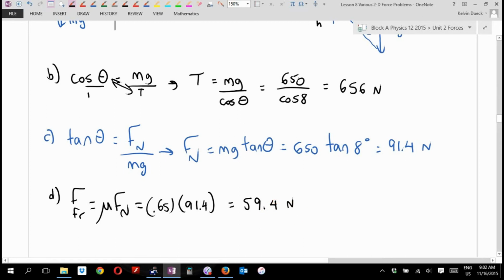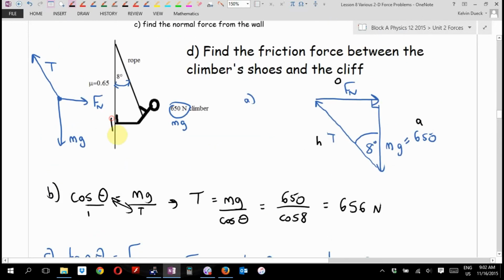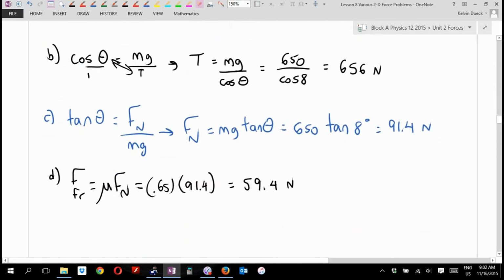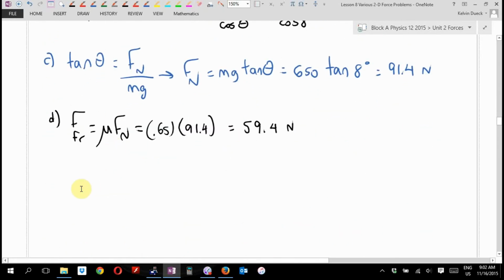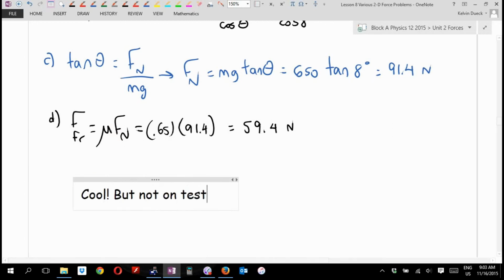of friction force pointing up, and that's because right here he's pushing down with 59.4 newtons of force to keep himself from rotating, from spinning. That's what's helping him prevent spinning. I know it's kind of weird, friction didn't appear in our free body diagram. I'm arguing it's a secondary effect. It's actually not preventing him from falling, it's preventing him from spinning in place. Is that all right? Again, let me emphasize here, I'm planting the seed. Cool, but not on test.